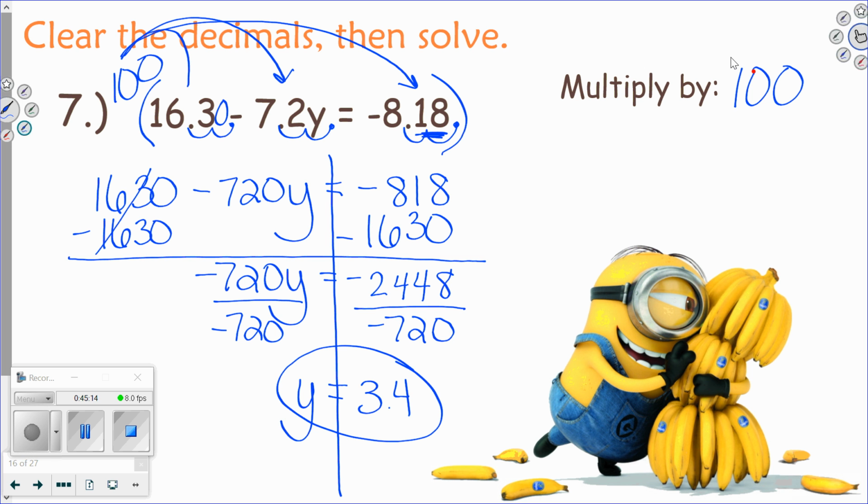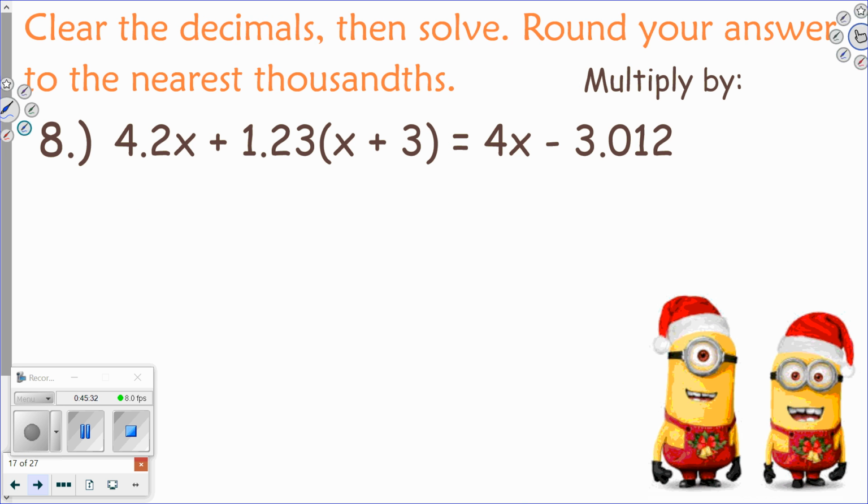Now, if you get an answer and it fills your calculator screen kind of thing, just leave it as a fraction. Okay? But a lot of times, typically, if it starts in decimals, it's okay to leave it in decimals. Unless it's a big, ugly one, then leave it as a fraction. All right, clear the decimals, then solve.